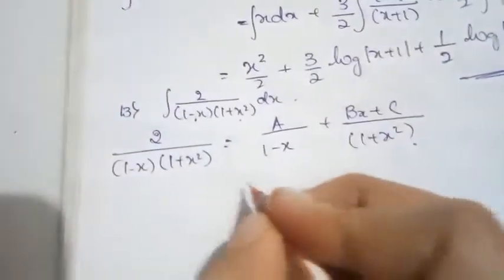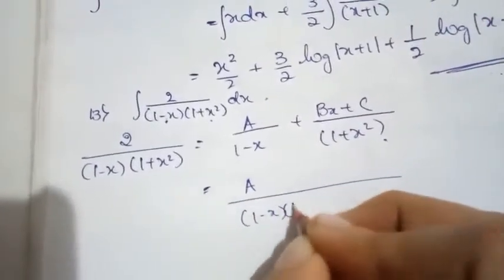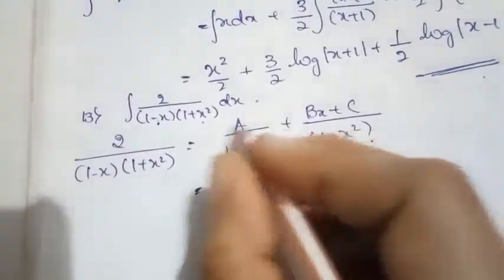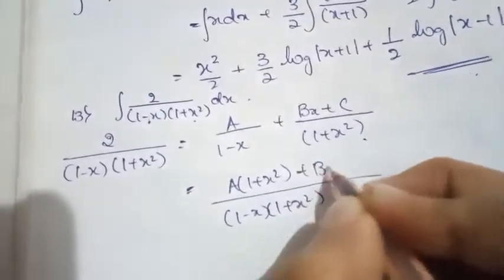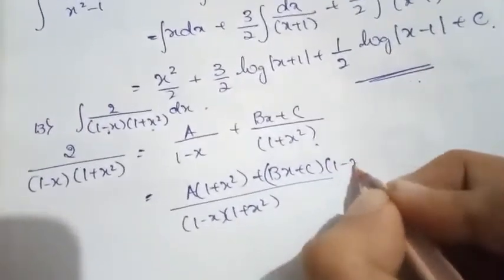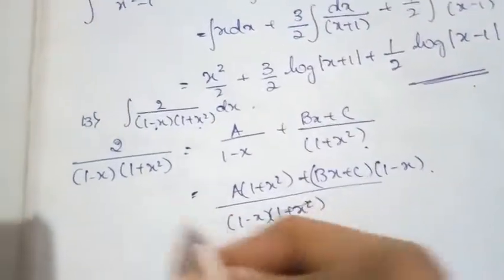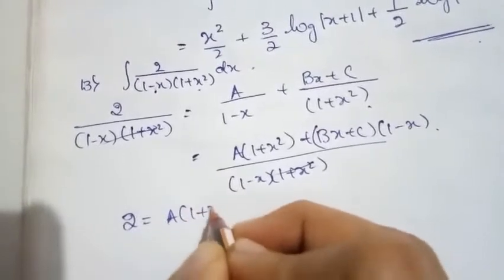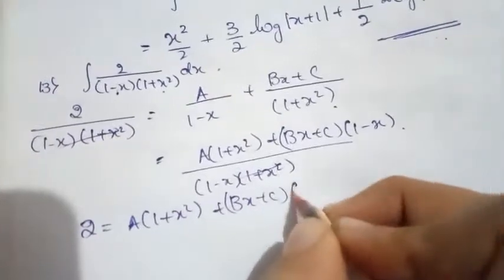After that, we take the LCM. What is the LCM here? (1 minus x)(1 plus x square). So A into (1 plus x square). To get the LCM in the first term, we multiply and divide by (1 plus x square). In the second term also, to get the LCM as (1 minus x)(1 plus x square), we multiply and divide by (1 minus x). Now the denominators get cancelled. This is equal to 2 equals A into (1 plus x square) plus (Bx plus C) into (1 minus x).